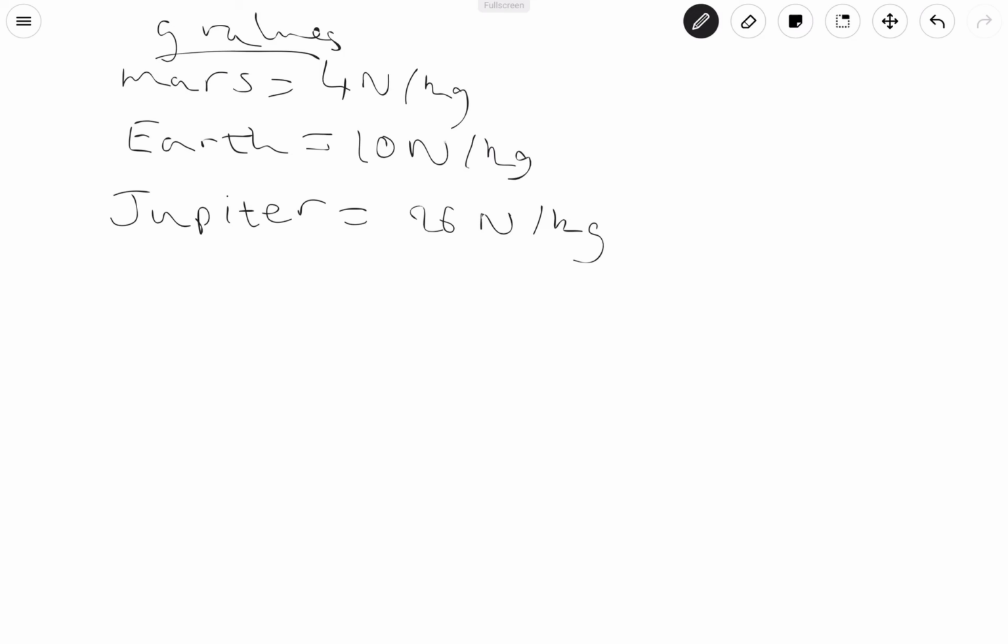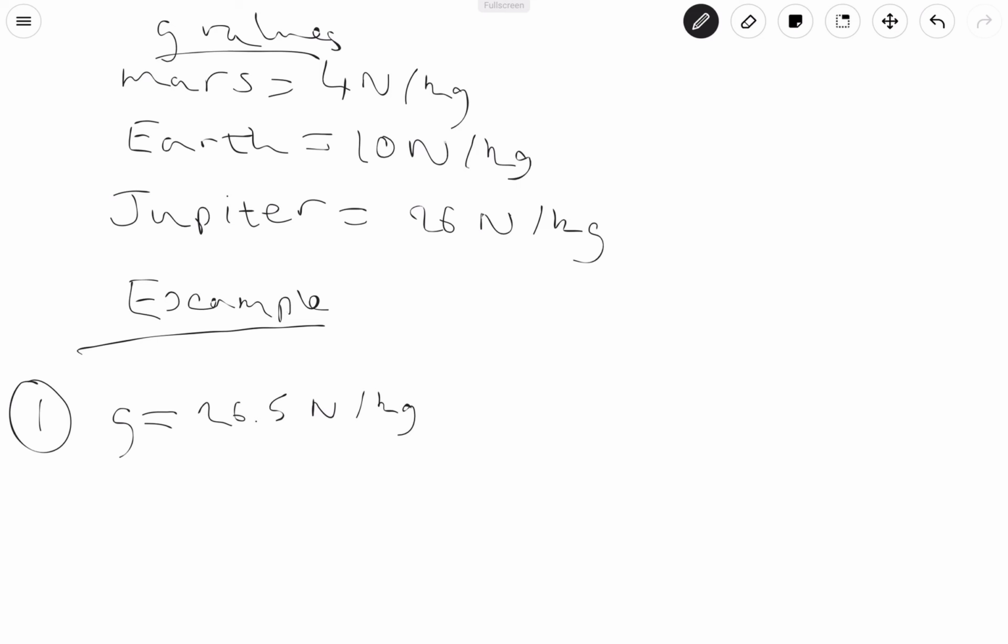Let's actually do a quick example. We are on Jupiter. G on Jupiter is given in the exam as 26.5 newtons per kilogram, and I have a mass of, let's say, 70 kilograms. Now, using these values, can you calculate what my weight on Jupiter would be? You can pause and do that. I'm just going to work through it now.